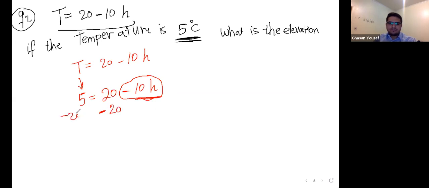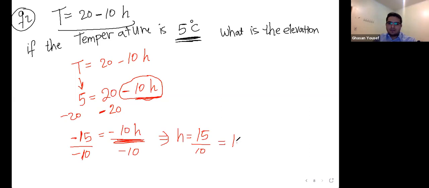Okay? So what's the answer? Minus 15 equals minus 10h. So now this is alone. See? Now we divide by minus 10 on both sides. So the answer is h equals 15 over 10, and this equals 1.5 kilometers. So at a height of 1.5 kilometers, the temperature is 5 Celsius. Is it clear?